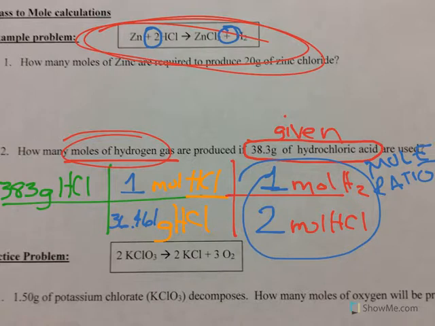So I have 38.3, sorry, you can't see that decimal. There you go, 38.3, sorry about that, times 1 times 1. And then we're going to divide that by, open parentheses, 36.461 times 2, close the parentheses.